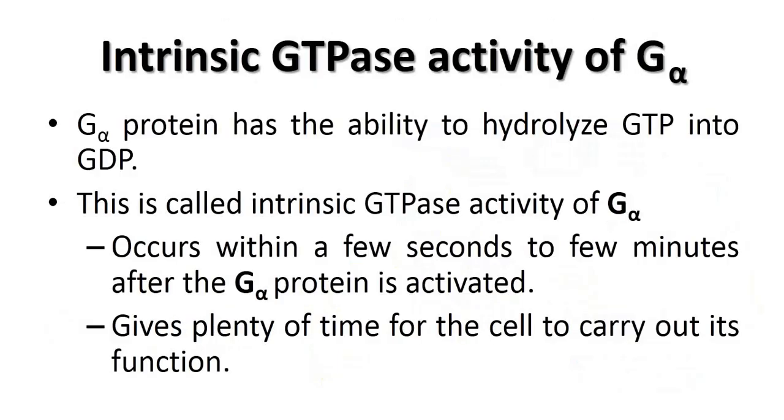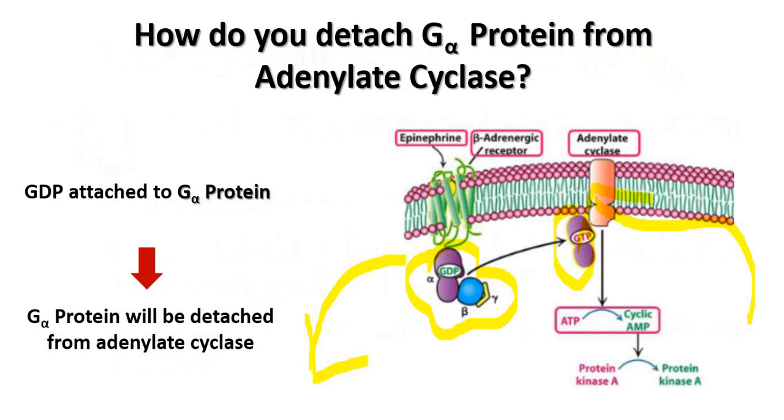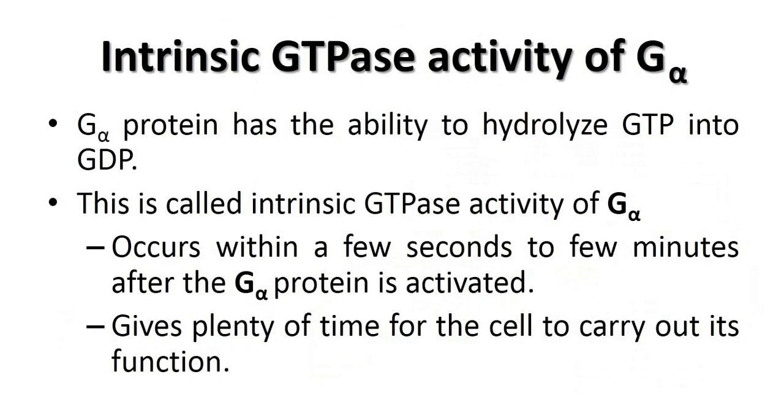What I mean by intrinsic GTPase activity is that G alpha has an intrinsic GTPase activity. So the G alpha protein has the ability to hydrolyze GTP into GDP. Once GTP is hydrolyzed to GDP, this is called the intrinsic GTPase activity of G alpha.